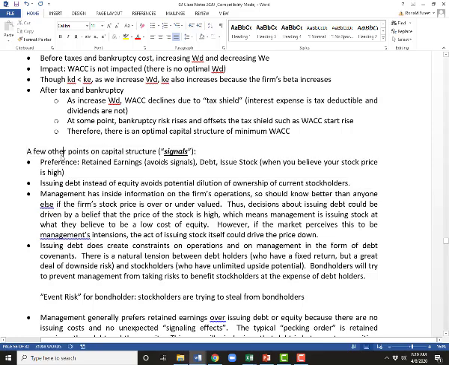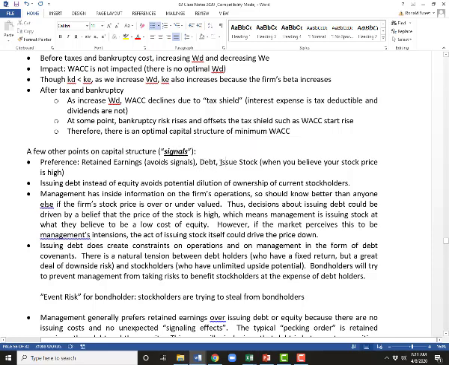Are there other reasons how firms select whether they're going to use more debt or more equity? And there's this concept of signals. So management's preference is actually retained earnings first, because if you use retained earnings, you don't go out to the markets and borrow money or issue stock. You avoid all these signals. So retained earnings is first. They prefer debt second, and that has to do with signals. We'll talk about that.